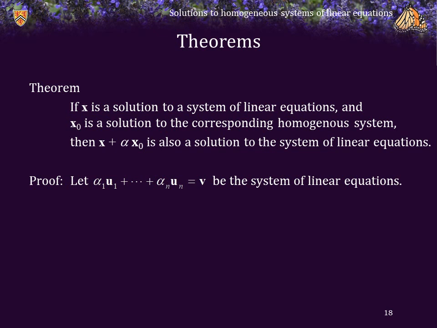Well, if x is a solution to this, then if we substitute x1 through xn into this equation, we get v. And if x naught is a solution to the corresponding homogeneous system, then if we substitute the entries of the vector x naught into this equation, that must equal the target vector, the 0 vector. All right, so both of these must be true.